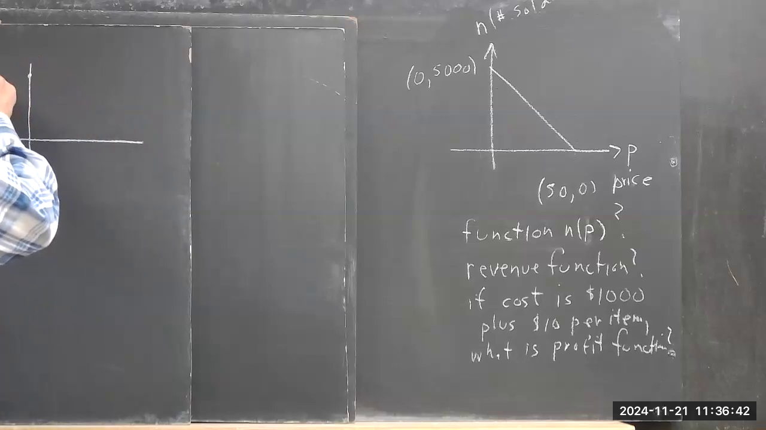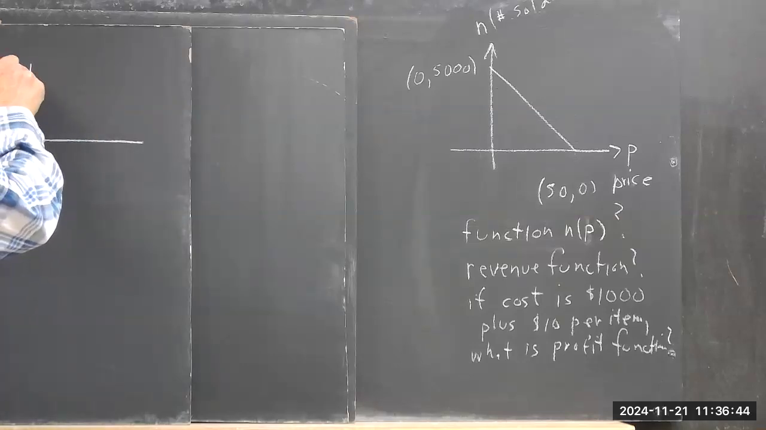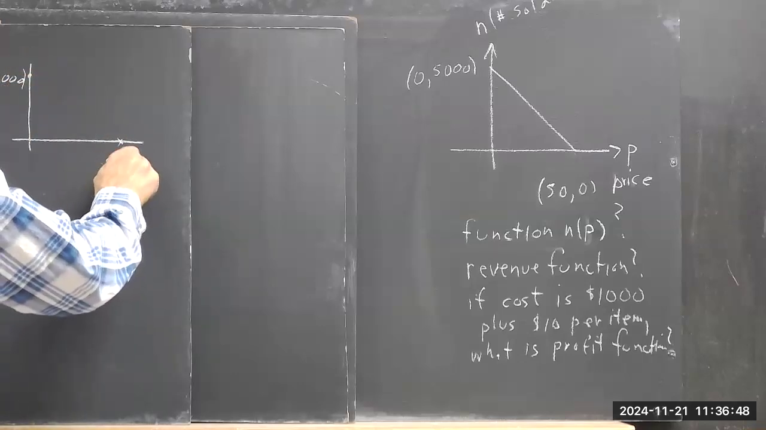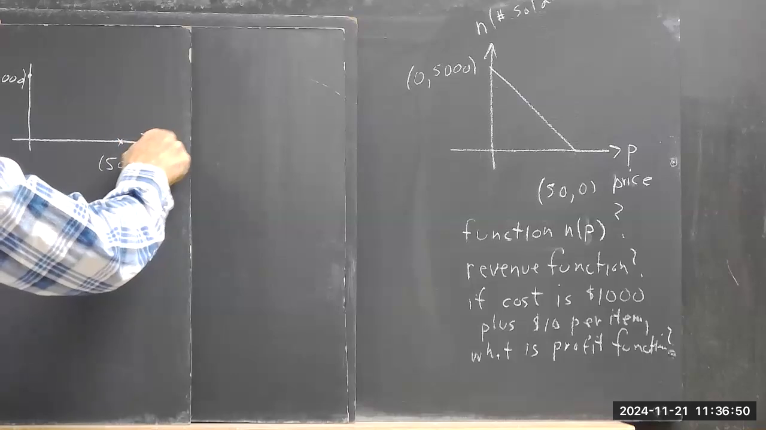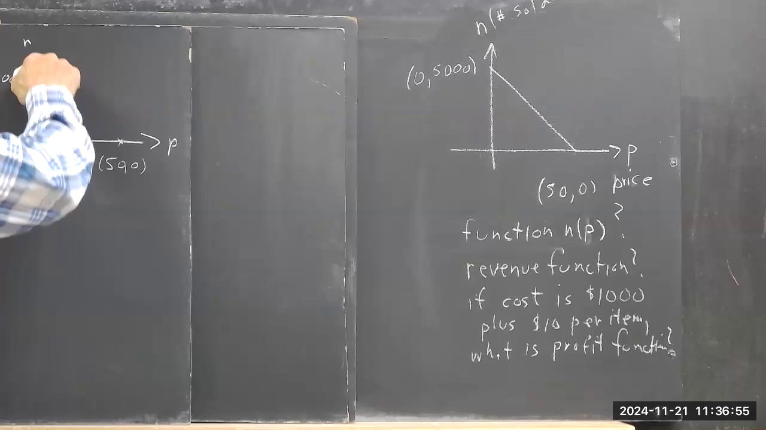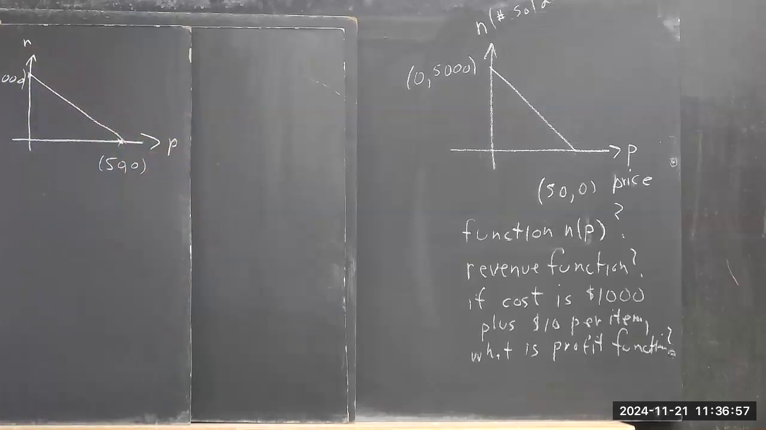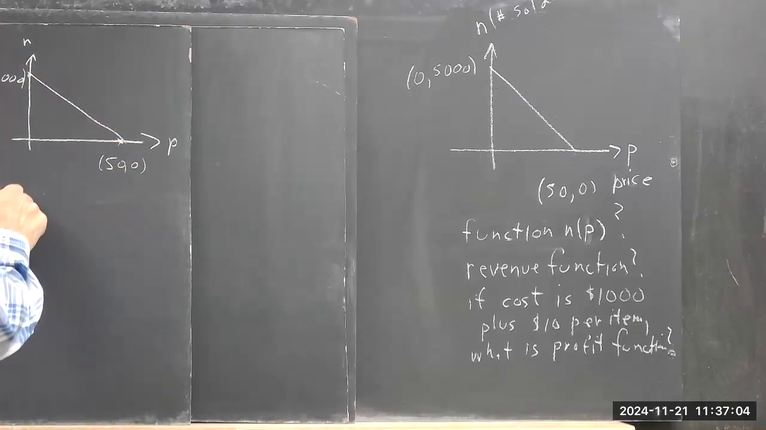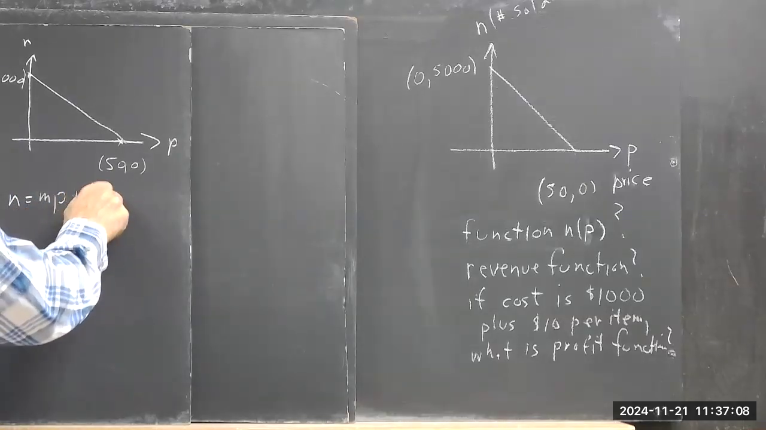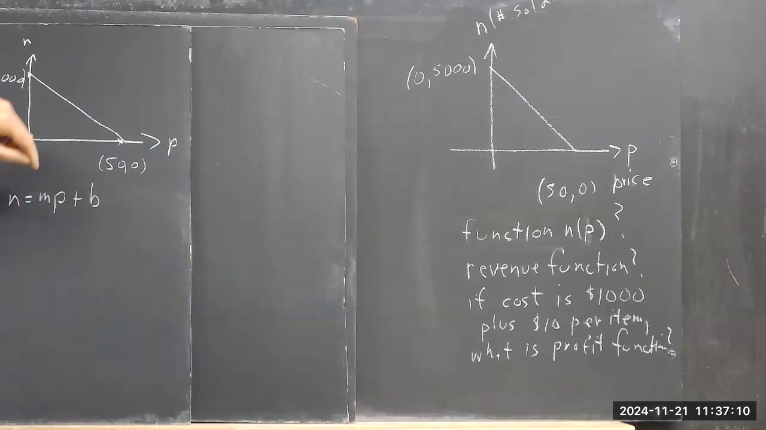I'll repeat the graph here. This is P. This is N. There's the graph. Well, it's a linear function. N is a linear function of P. So N equals MP plus B for some M and some B.